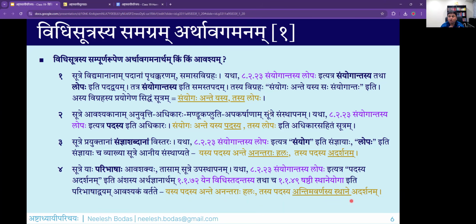Look at the original sutram called Sanyogantasya Lopaha and look at this newly generated sutram called Yasya Padasya Ante Anantaraha Halaha. A pada whose end has continuous vyanjanas, continuous consonants, tasya padasya antima varnasya sthane, whatever is the last letter of that pada, adarshanam, that letter is no more seen. This entire meaning is now possible after bringing in anuvrittis, adhikaras, samnyas, paribhashas, and so on.